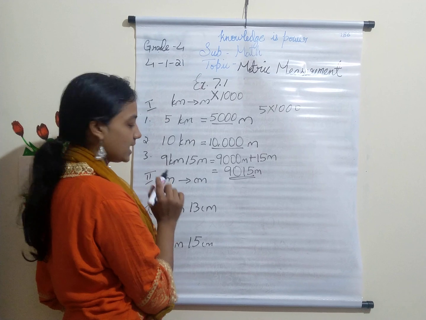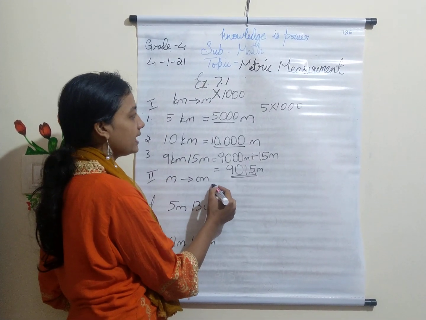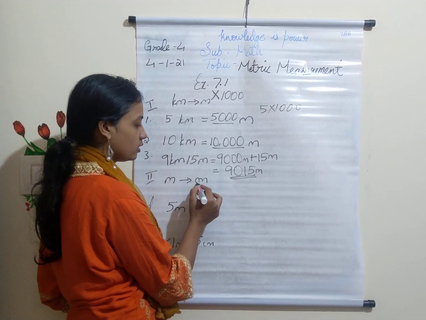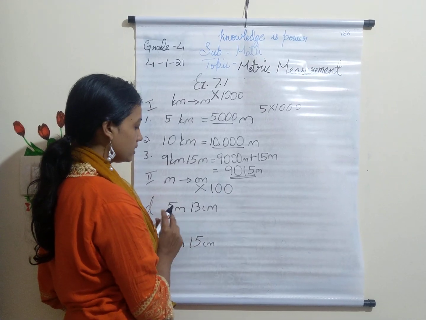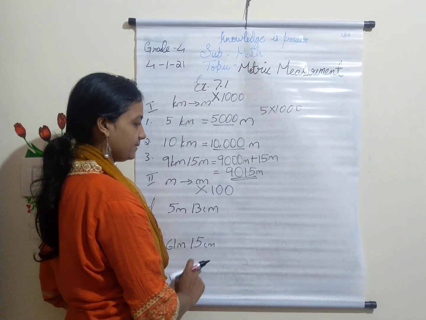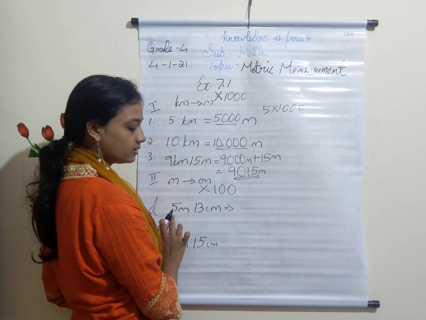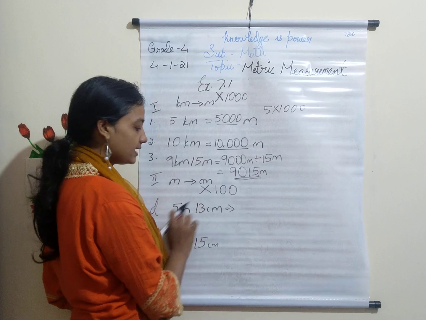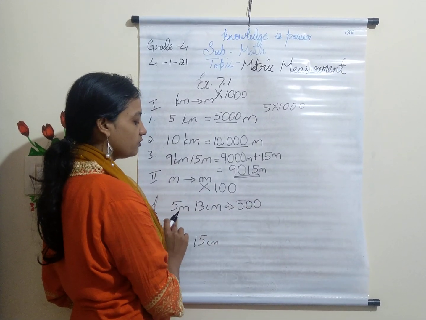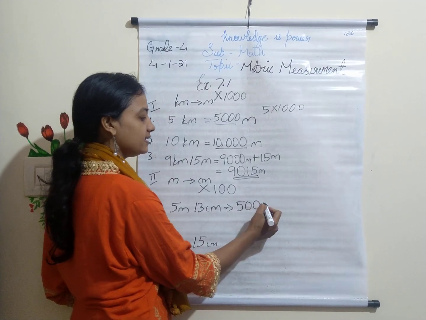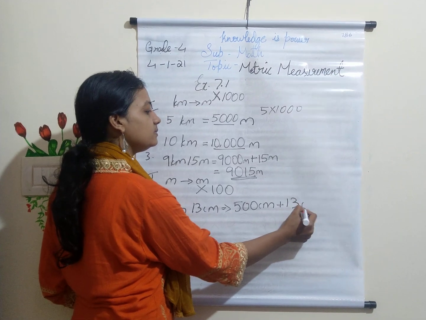Now let's go for the second main. Here I am converting from meters to centimeters. Again it is from big to small, so I should multiply this with 100. Now I have taken D and E sum. Okay. So first let us convert meters to centimeters. Because I am multiplying with 100, after this number I will be adding 2 zeros here. So 5 meter will be 500 centimeter, and I also have extra 13 centimeters.